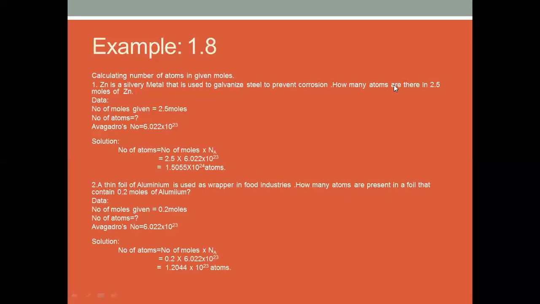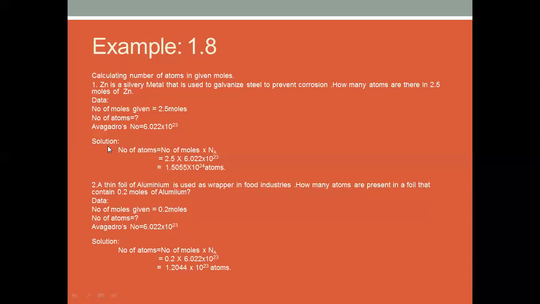How many atoms are there in 2.5 moles of zinc? Moles are given, 2.5, and we are asked about the number of atoms. So first of all, you have to write the data. Number of moles given are 2.5 moles. Number of atoms we have to find out. Avogadro's number, this value you have to learn, which is 6.022 into 10 raised to power 23.